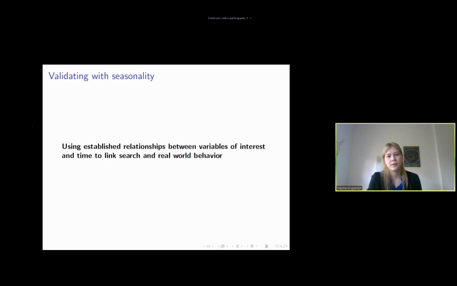All right. So moving on to the second method of validation, which is validating with seasonality. Here, a similar concept: we use established relationships between variables of interest and time to link search and real-world behavior.